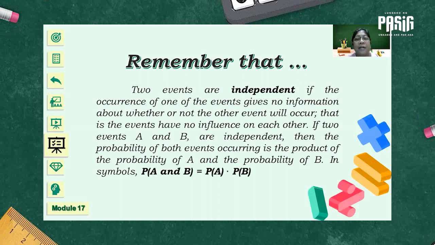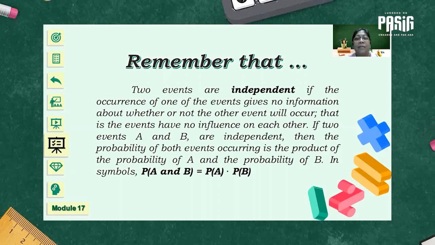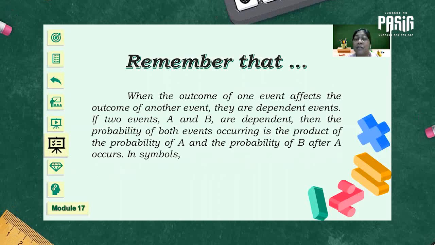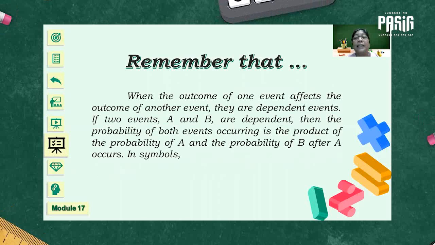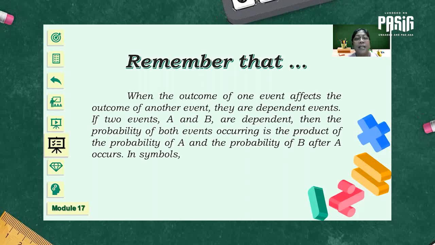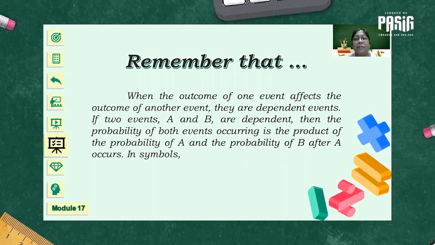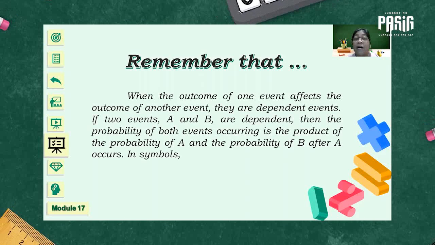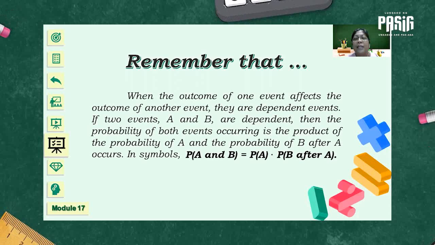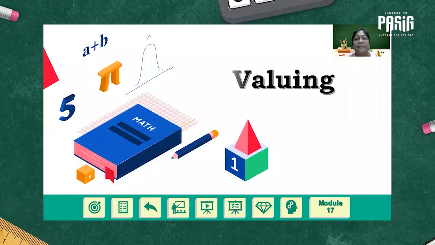In symbols, probability of A and B is equal to probability of A times probability of B. When the outcome of one event affects the outcome of another event, they are dependent events. If 2 events, A and B, are dependent, then the probability of both events occurring is the product of the probability of A and the probability of B after A occurs. In symbols, probability of A and B is equal to probability of A times probability of B after A.